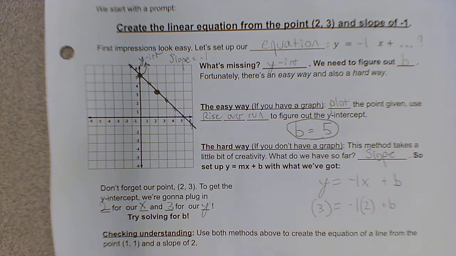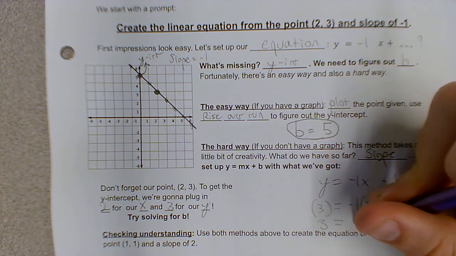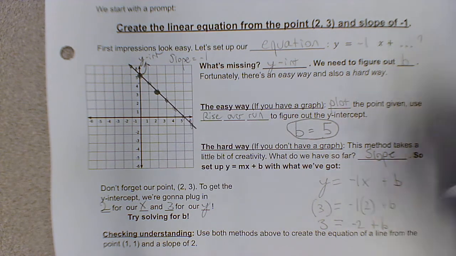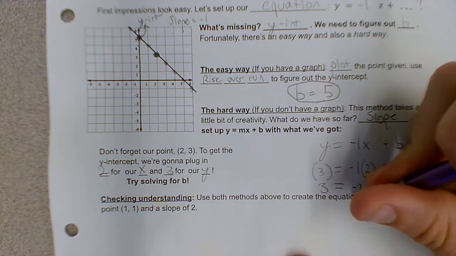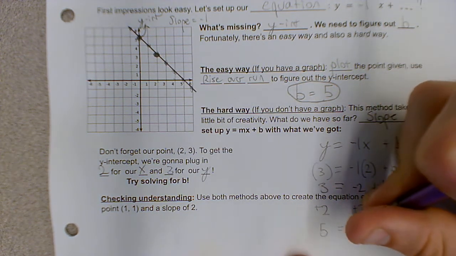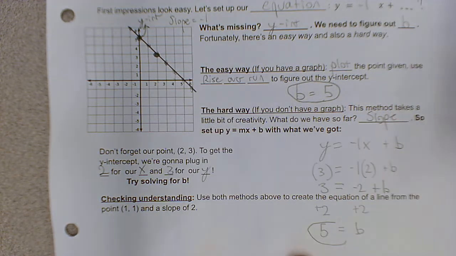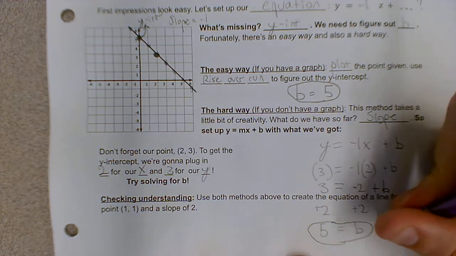The first thing we're going to do is multiply our negative 1 and our 2. Well, that's just negative 2. I have 3 equals negative 2 plus b. Now all we have to do is cancel out our negative 2 by adding 2 to both sides. I have 5 equals b. Once again, without even a graph, we solved for b and found our y-intercept.